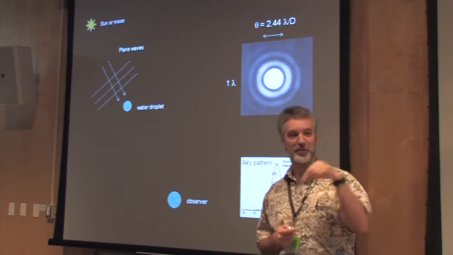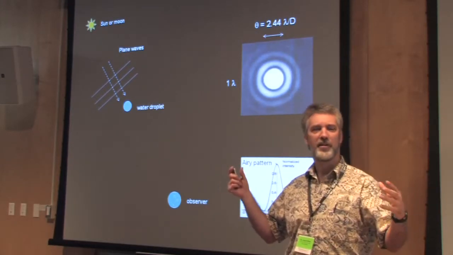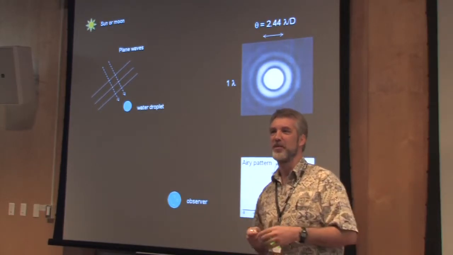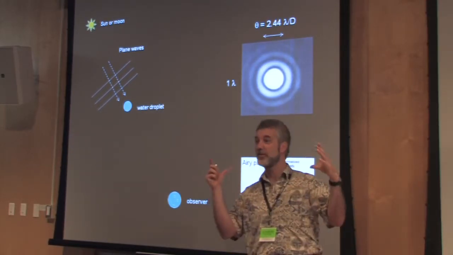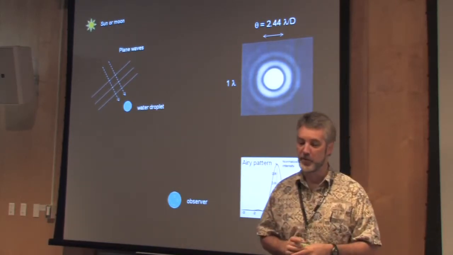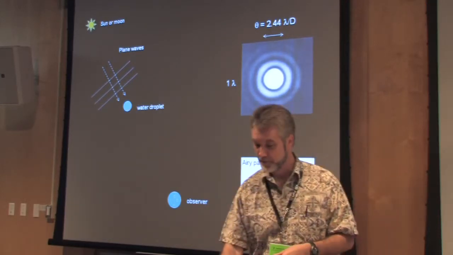Large particles make small diffraction patterns. Small particles make large diffraction patterns. So if you want to see really beautiful, easily visible diffraction rings, you need small diameter particles. Okay, so that's why we said this has to be a small diameter water droplet.